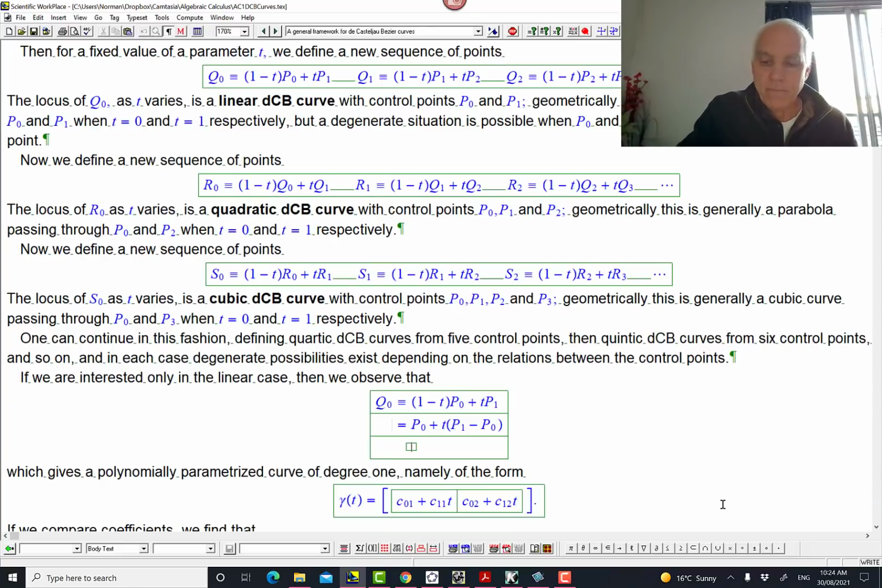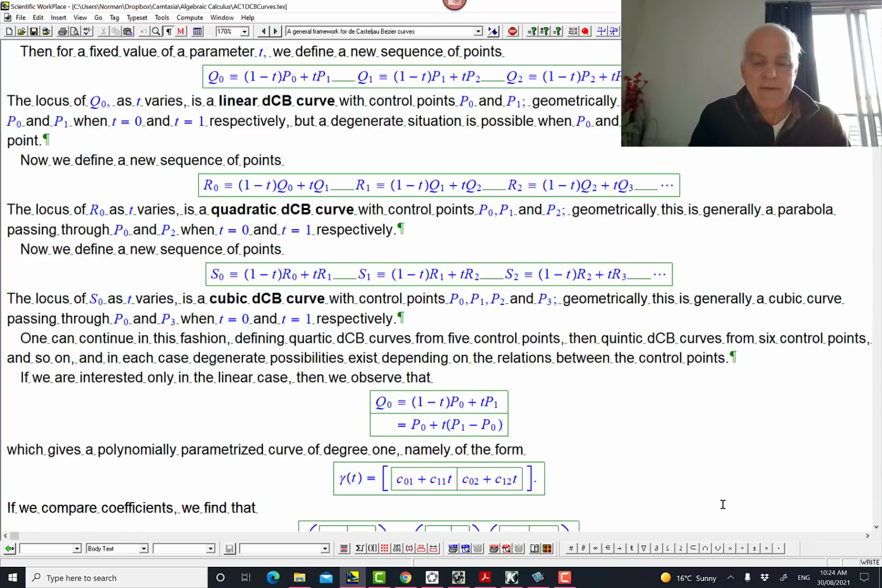Now, let's have a look at what these things look like more explicitly. Okay, so let's go back to Q0. Q0 was a combination of P0 and P1, and we can rewrite that. Here it is in terms of P0 and P1, but we could write it rather as a polynomial in t. The things not involving t are P0. The things involving t are this term P1 minus P0.